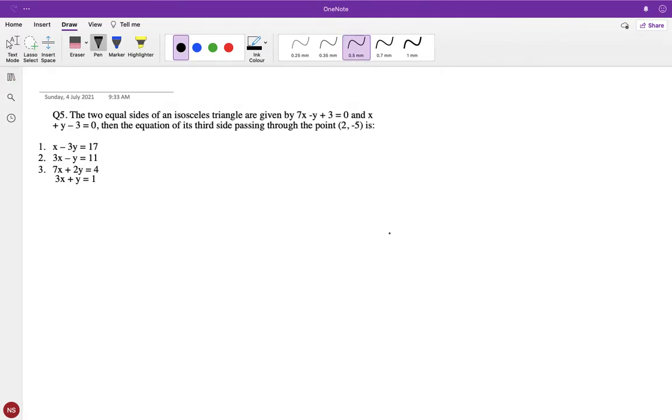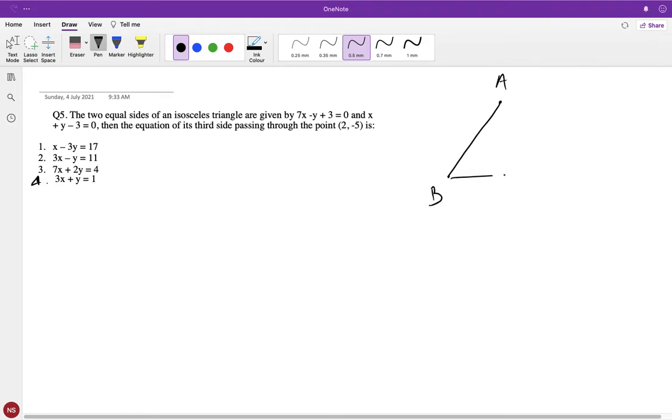The two equal sides of an isosceles triangle are given by this and this, then find the equation of the third side. When I was solving this problem, this is option 4, I was getting two correct options. Maybe I made a mistake. You guys let me know in the comments if I'm doing something which is terribly wrong. Maybe I will get some insights from you guys. So, a very bad triangle. Sorry.